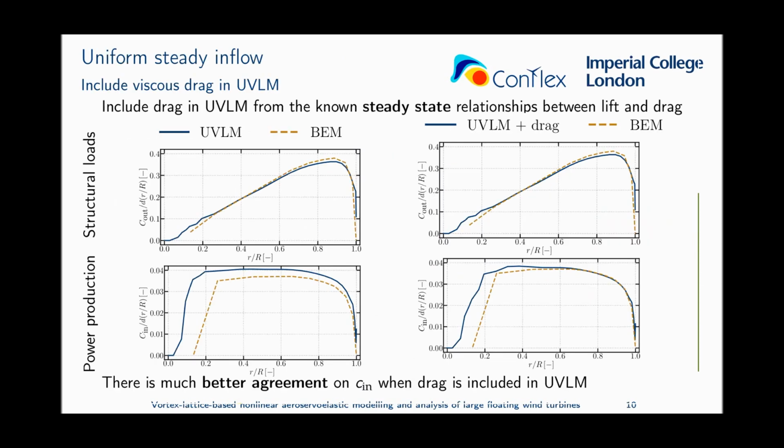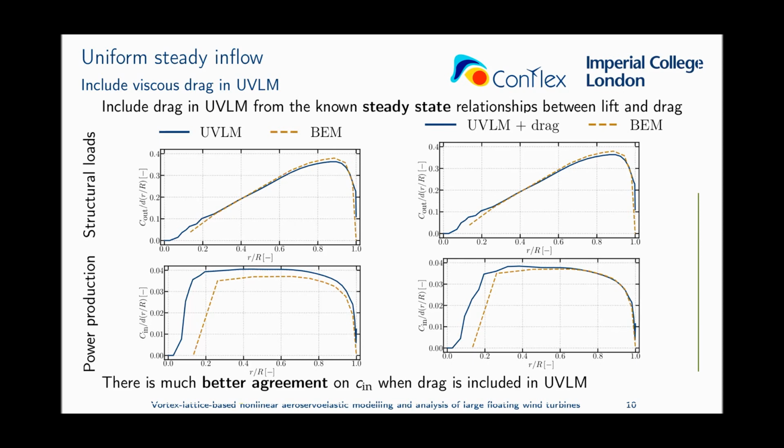Next, I am going to show you the different inflows that we can find in wind turbines and how our models perform in each one of them. We are going to start with the uniform steady inflow, in which BEM is very accurate, so we are going to use it as a reference. In this case, the loads are constant along the revolution. What I'm showing here is, on the upper row, an indicator of the structural loads that the wind turbine or the blades suffer, and on the bottom row, an indicator of the power production, both of them along the span.